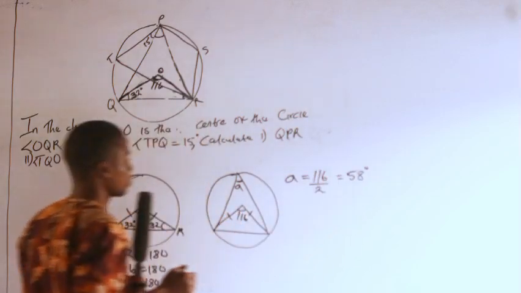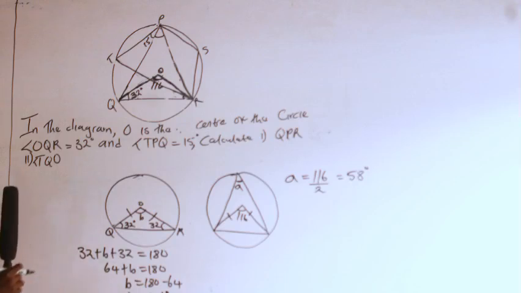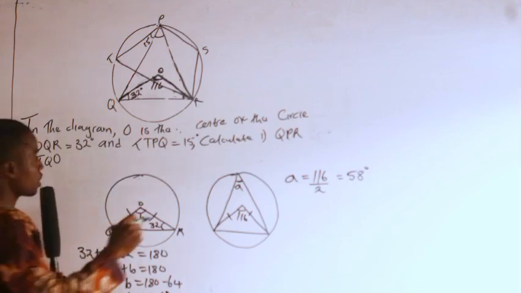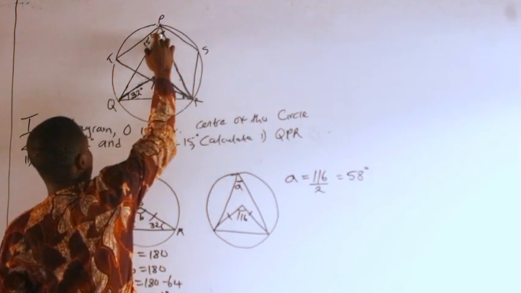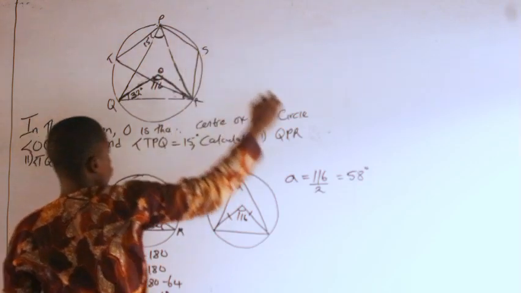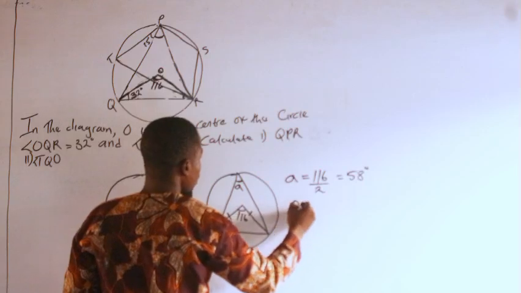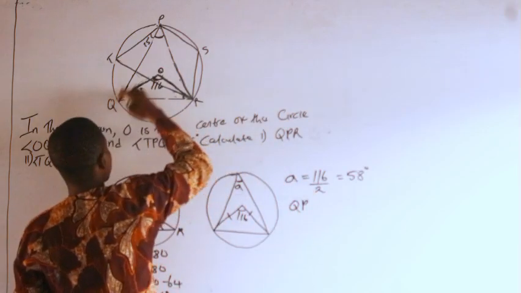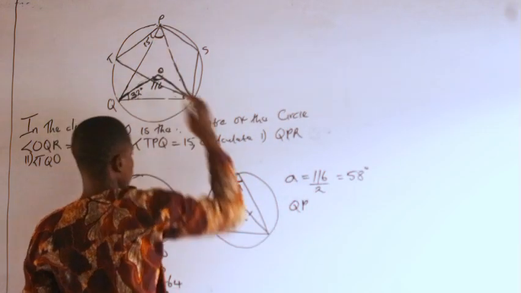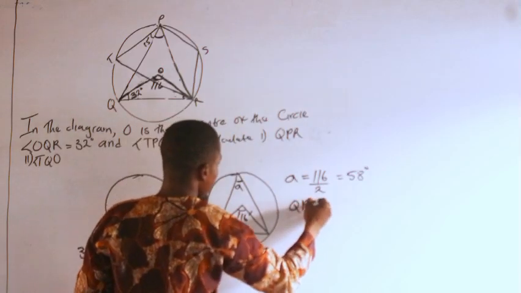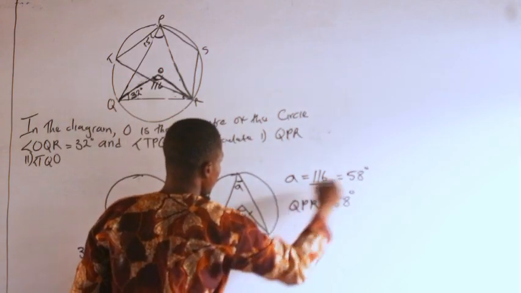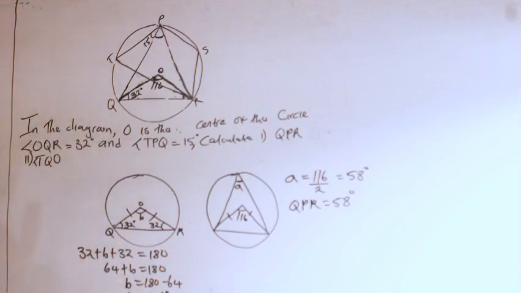The answer is 58 degrees. Notice that we have got the angle of this place, which is what they said we should find: QPR. The angle QPR is 58 degrees. Now, we have found that one.